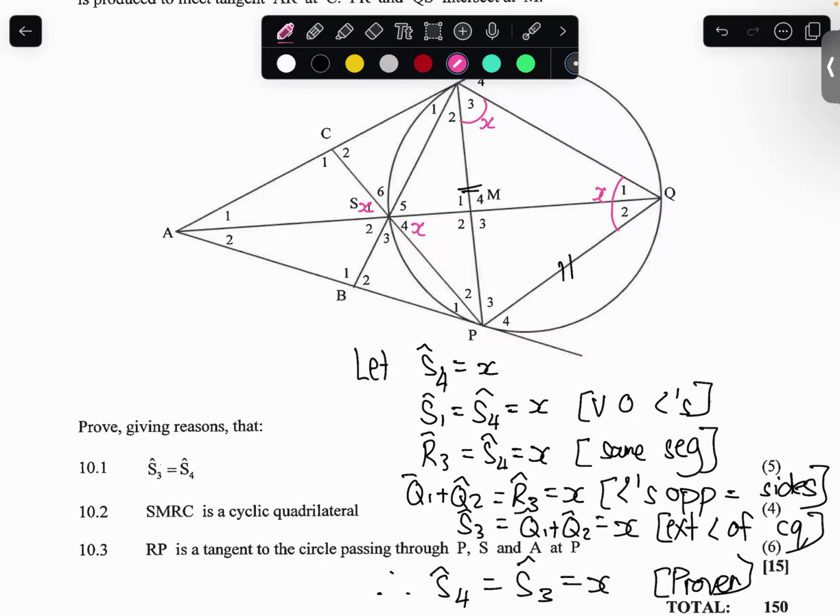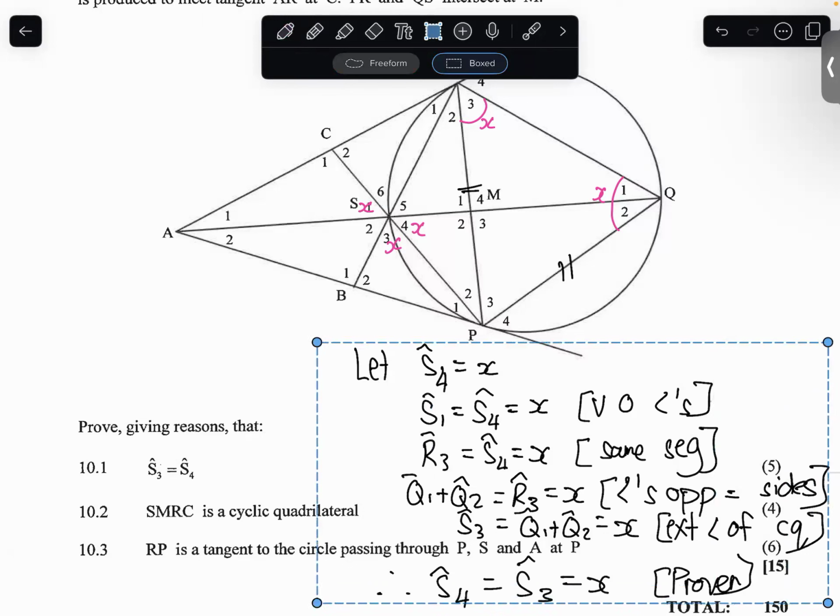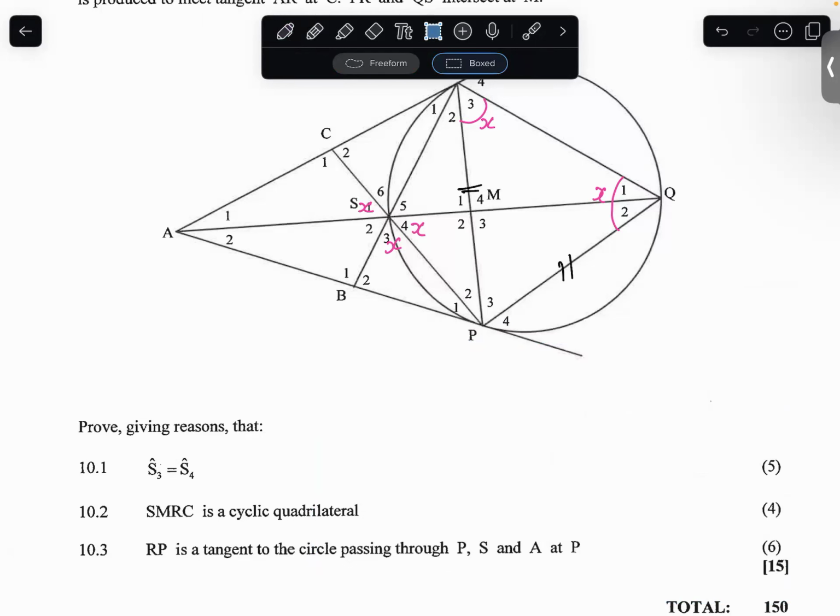All right, so this is X. Okay, I hope that made sense. All right.